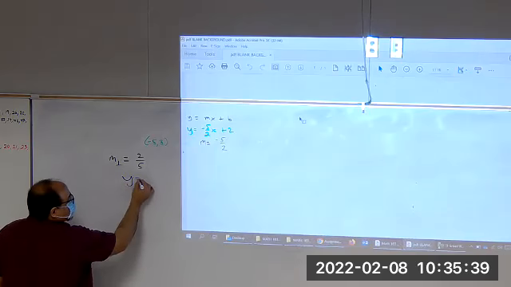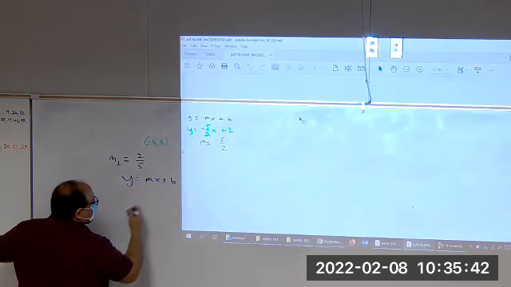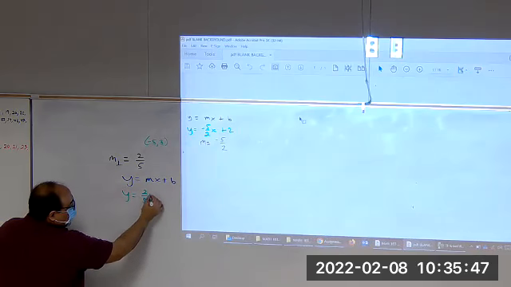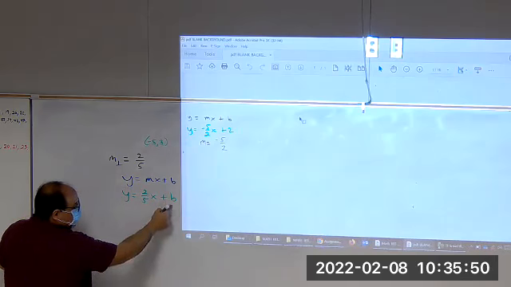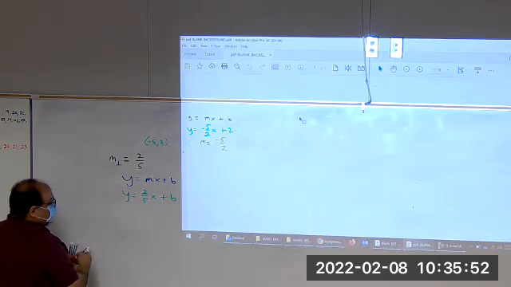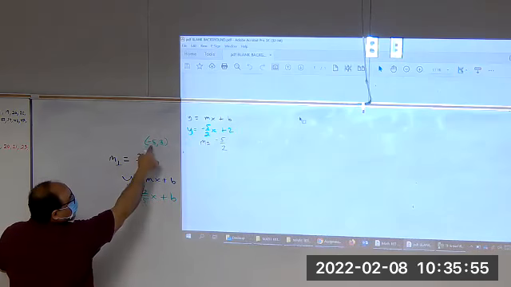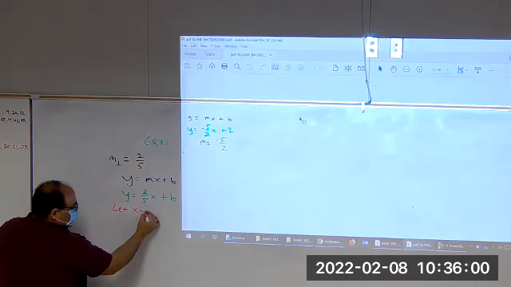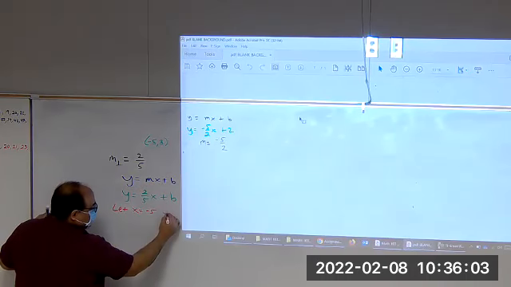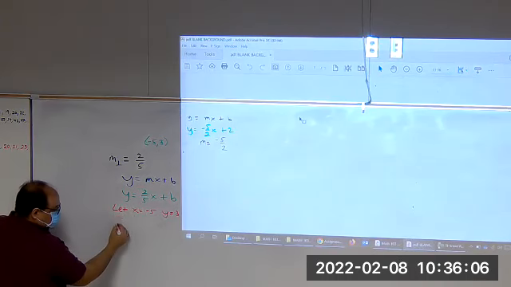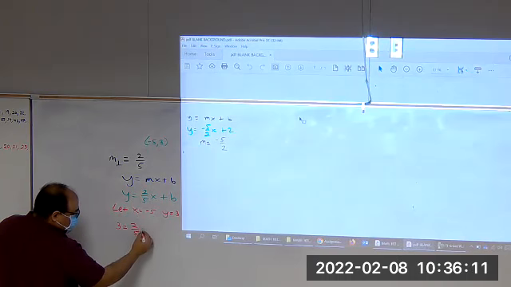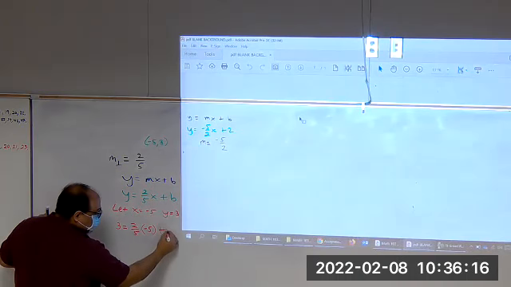So I go y equals mx plus b. And then I plug in my slope, 2/5. So y equals 2 over 5 times x plus, got to figure out the b. To figure out the b, you plug in x and y. Here, the x and y on the line is x is negative 5 and the y is a 3. So 3 equals 2 over 5 times x, and we're plugging negative 5 in for x, plus b. We still have to solve for b.